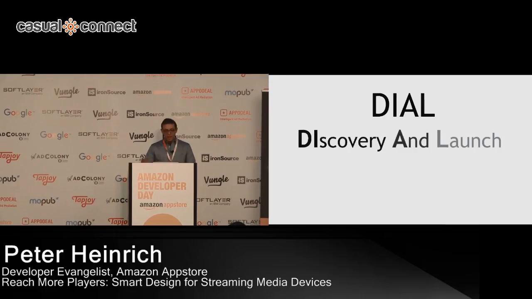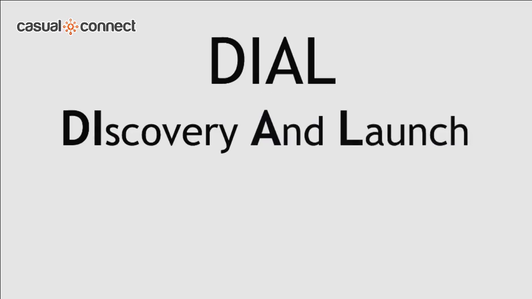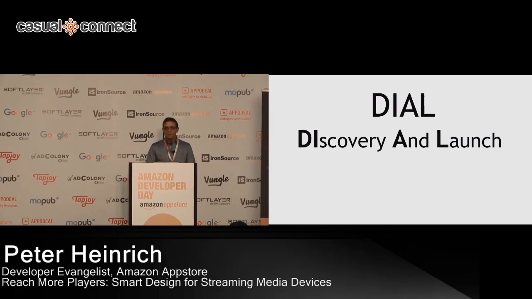And then we have Dial, which is kind of what drives that remote discovery. This is the discovery and launch protocol. It's an open protocol that enables your Fire TV app to be discoverable and launchable from another device on the same network. So this is not the same as screencasting or mirroring. It's a protocol to enable apps on a second screen device, like a mobile phone or tablet, to actually find and launch an app living on the Fire TV device, which is kind of cool.